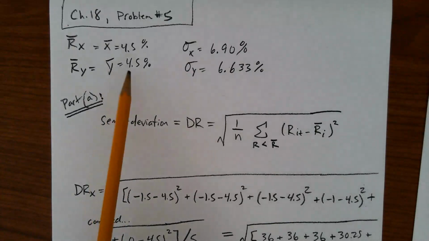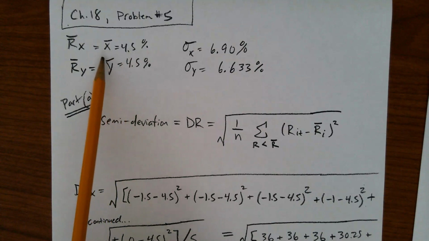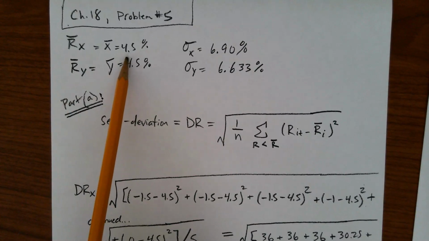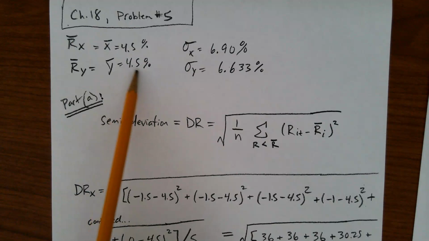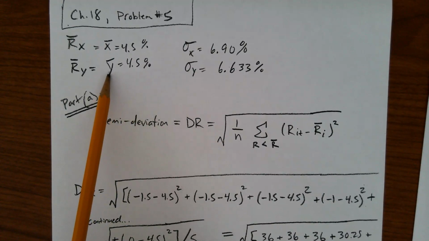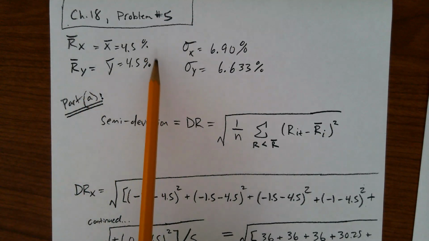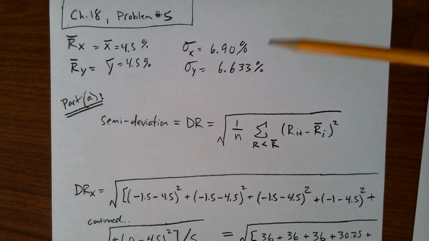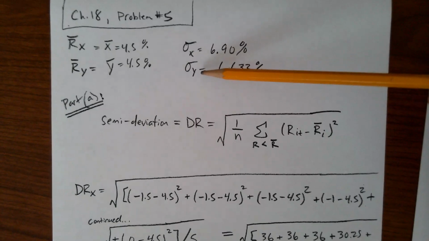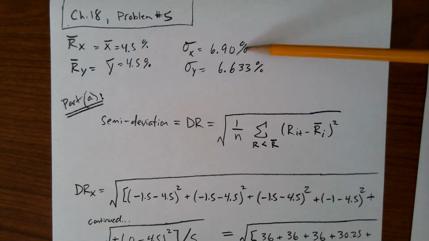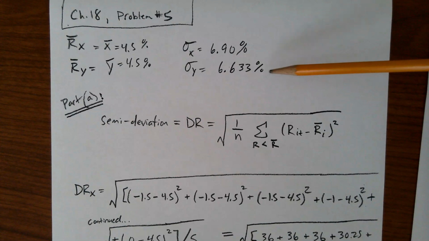When you add those 10 numbers up for portfolio X in the book and you divide by 10, you should get R bar X is 4.5%. Do the same thing for fund manager Y. Add those 10 numbers up, divide by 10, you should get the average return of fund Y is 4.5%. So they had the same average annual rate of return. That's total risk of fund manager X, total risk of fund manager Y, right? You get these, 6.9, 6.633.